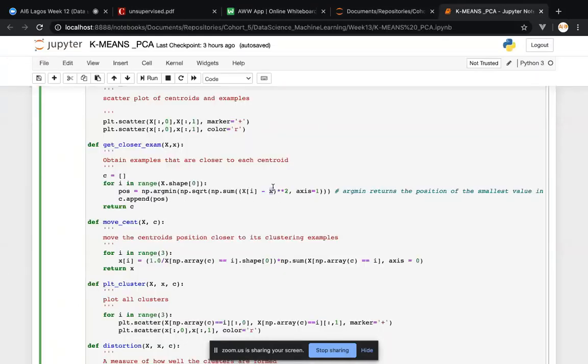So we are finding the sum of the differences squared for each of the data points. The first value of x minus the first value of the centroid, the second value of x minus the second value of the centroid. Then we are squaring and summing it up across the row, and then finding the square root. So that gives us the distance, right?